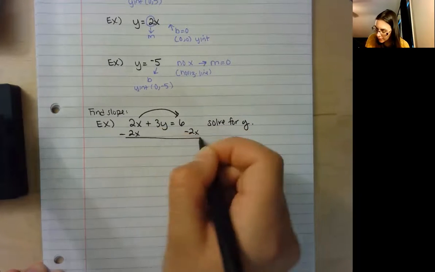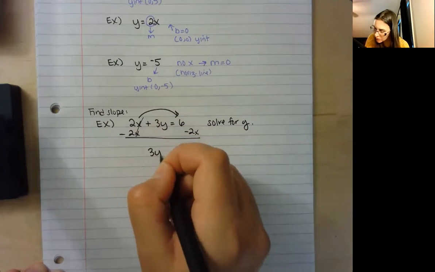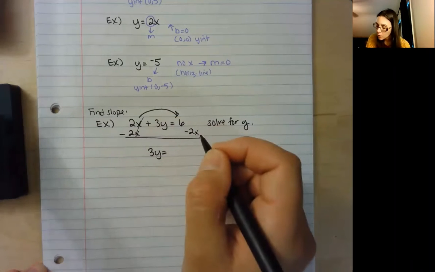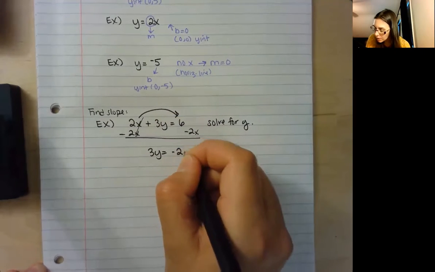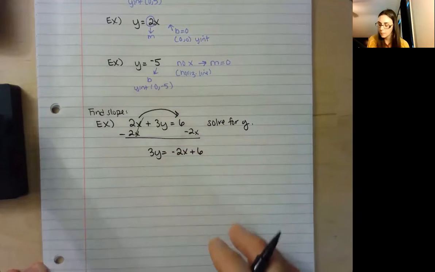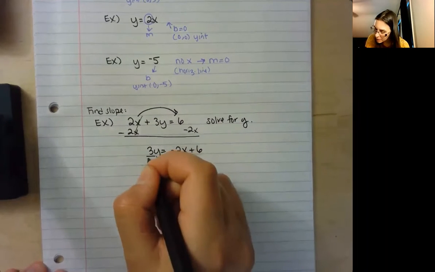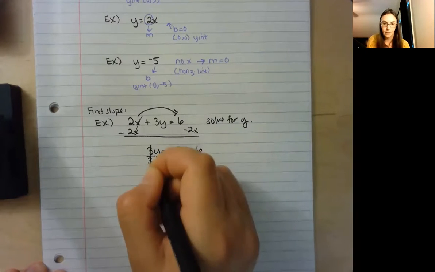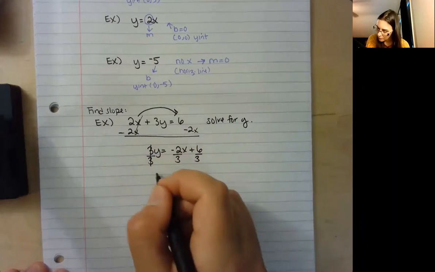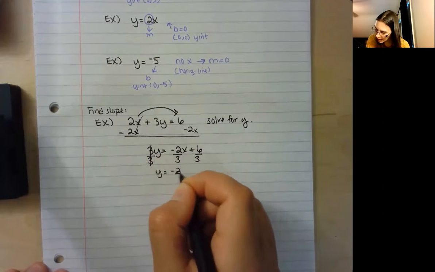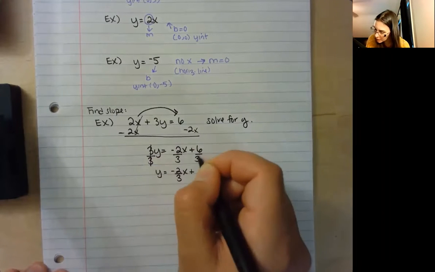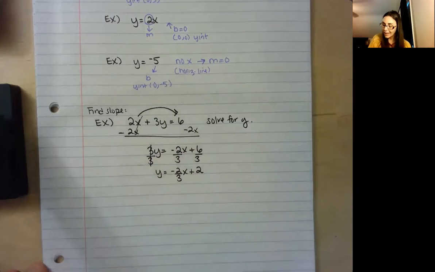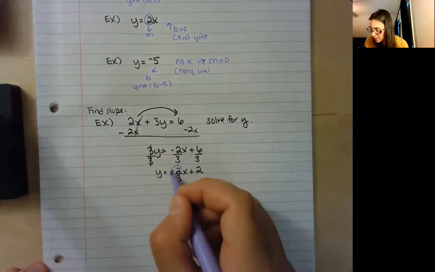But it's a little bit tricky because 6 and 2x are not like terms. So what we do is we just write it next to each other. And then I'm going to go ahead and divide everything by 3. So I have negative 2/3 x. Now 6 divided by 3 is 2. So I can get it in the other form, but it may take me a little bit of work.